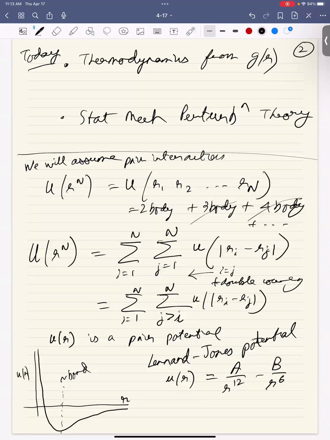It's all the same. If you have a two-component system, for example, you would have to talk about two types. Well, at least three types of interactions, right? Interaction between A and B, B and B, and A and A, right? So in a one-component system, there is only one u.